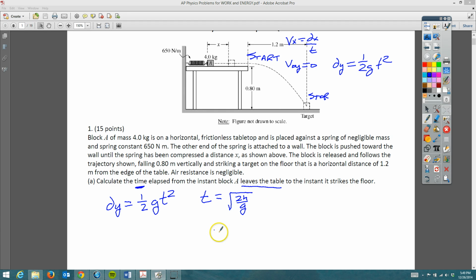Now we can plug everything in. The very first thing we need to plug in is the height. So we're going to take 2 times 0.8 and divide it by our value for gravity, which is 10. And you should get an answer of close to 0.4 seconds. This part would be worth 3 points. You would get 1 point for having an equation that describes motion just going up and down, 1 point for making sure that you have everything plugged in right, and 1 point for the answer with the correct unit.